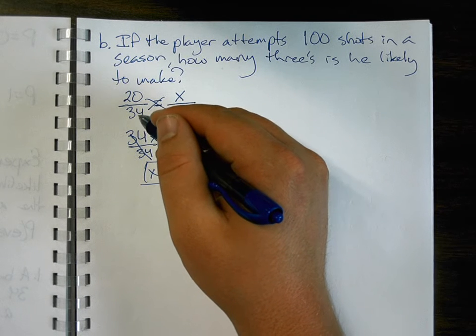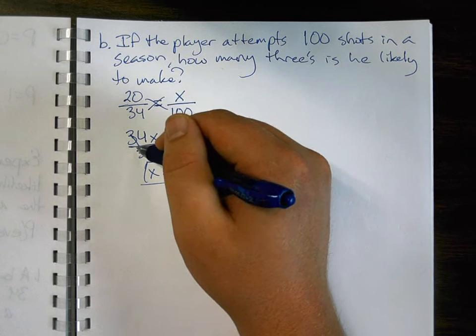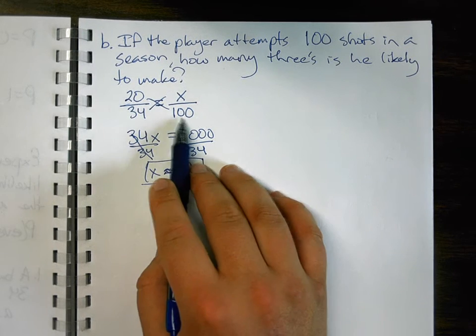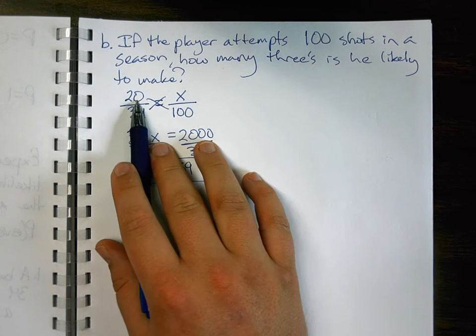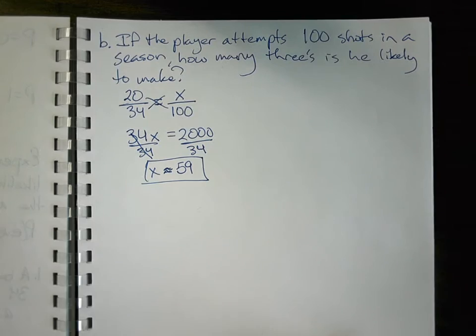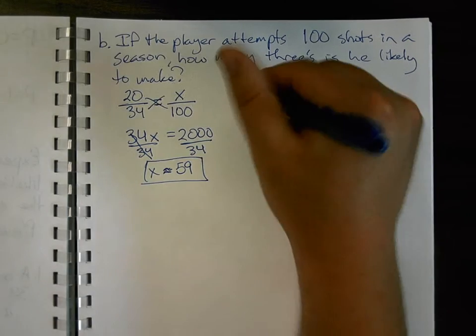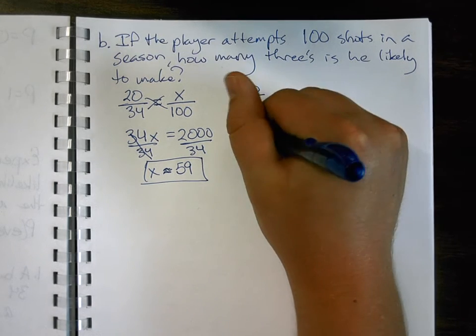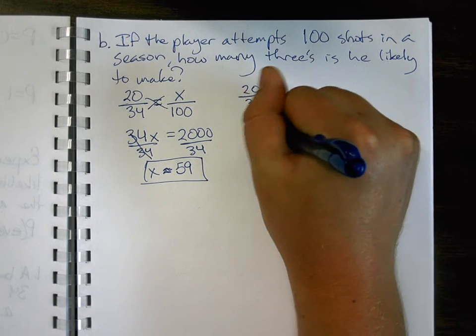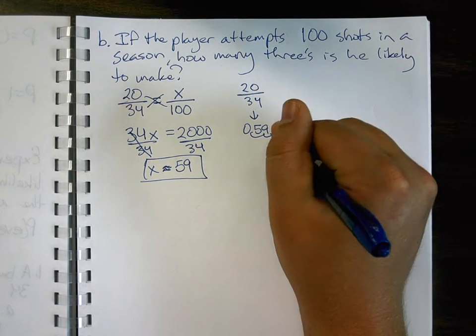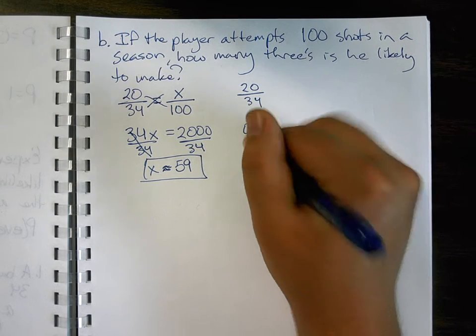What's up? Yeah, exactly. So this is the number of shot attempts. This is the number of shots made. X is the number of shots made. We don't know that yet, so we're solving for X. And this makes a lot of sense because 20 over 34, if you convert that to a decimal, it's going to be 0.59. If you convert that to a percent, well, actually, this is just the same thing. 0.59 is just the same as 59 out of 100.